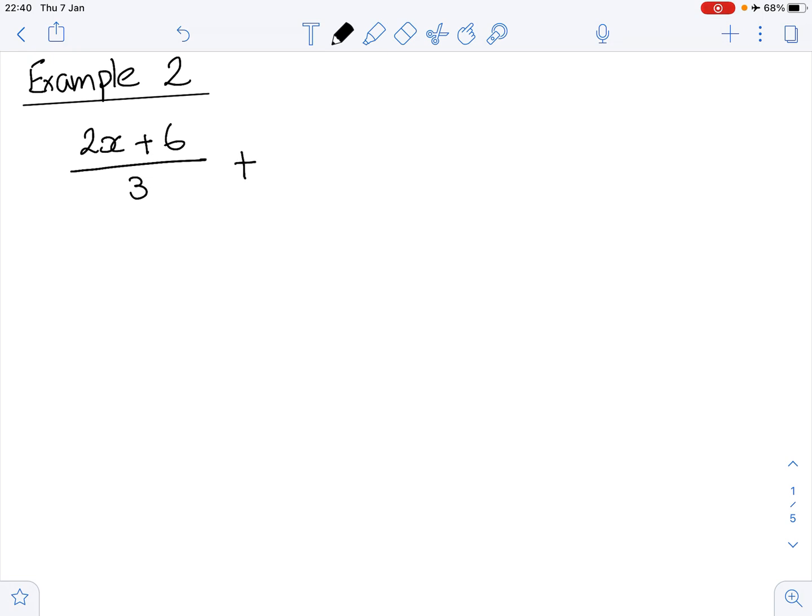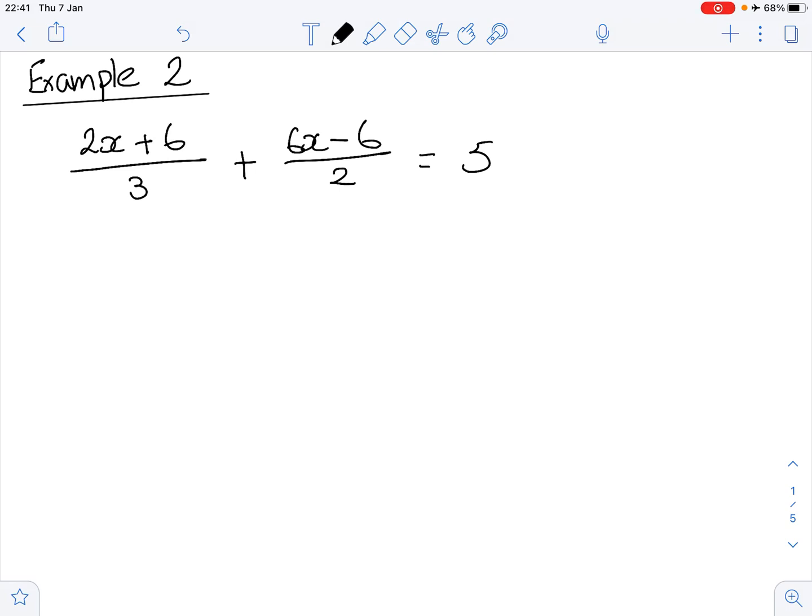Let's look at another example. Example 2. So this time you have 2x plus 6 divided by 3, plus 6x minus 6 over 2, equals 5.